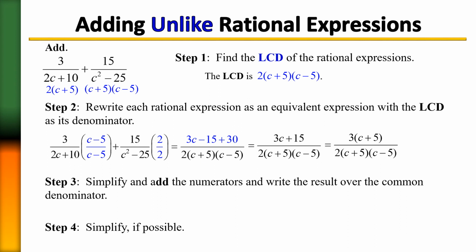And lastly, we need to look at the top and bottom and see if there's anything that they share in common so that we can cancel out any common factors. Do you see it? Yes, it is c plus 5. And whatever is left is your answer. And there you have it, adding unlike rational expressions.